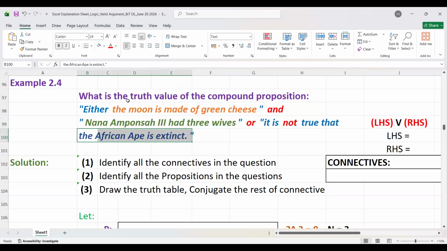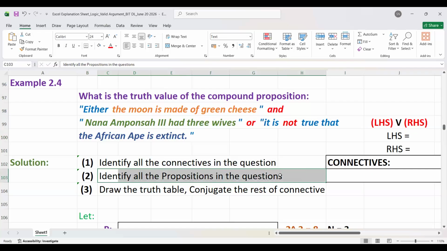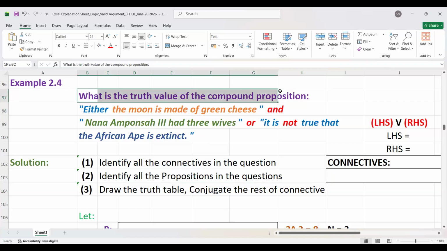Now, if you should ever get a problem like this, there are certain things you need to do so that you can get your truth table correct. The first one is number 1, identify all the connectives in the question. Number 2, identify the propositions in the question. When you identify the propositions, it will tell you whether your statements are 2, or 3, or more than that. And then number 3, you draw the truth table that represents the various propositions and then the connectives.